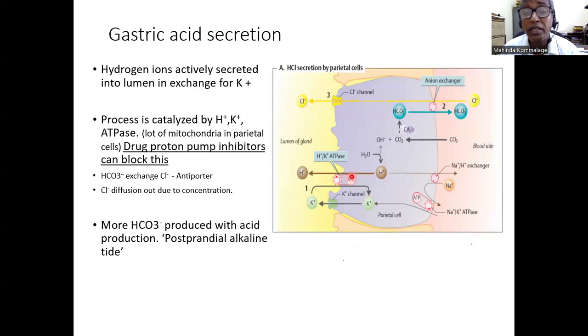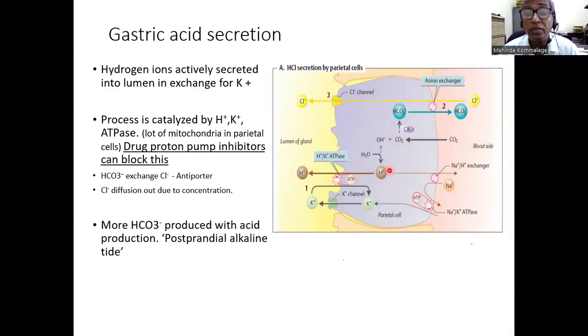This is already mentioned. H plus will be secreted by an active pump, right? So then this H plus comes from bicarbonate, carbon dioxide and water. Carbon dioxide will enter into the cells, and when H plus is secreted, the bicarbonate molecule will go back to the blood, right? Because when H plus is secreted here, bicarbonate will enter the circulation. So when we produce more H plus or more acid, more bicarbonate will come to our blood, right?